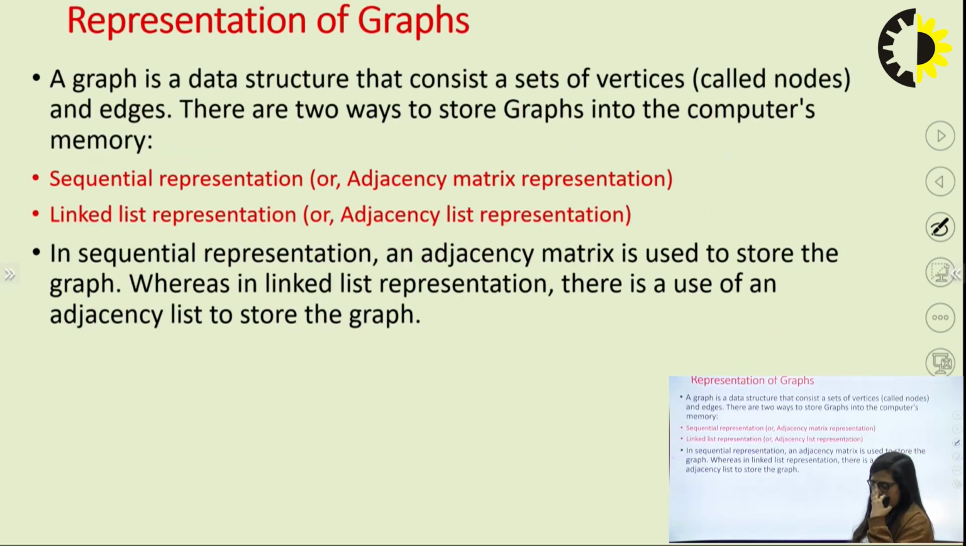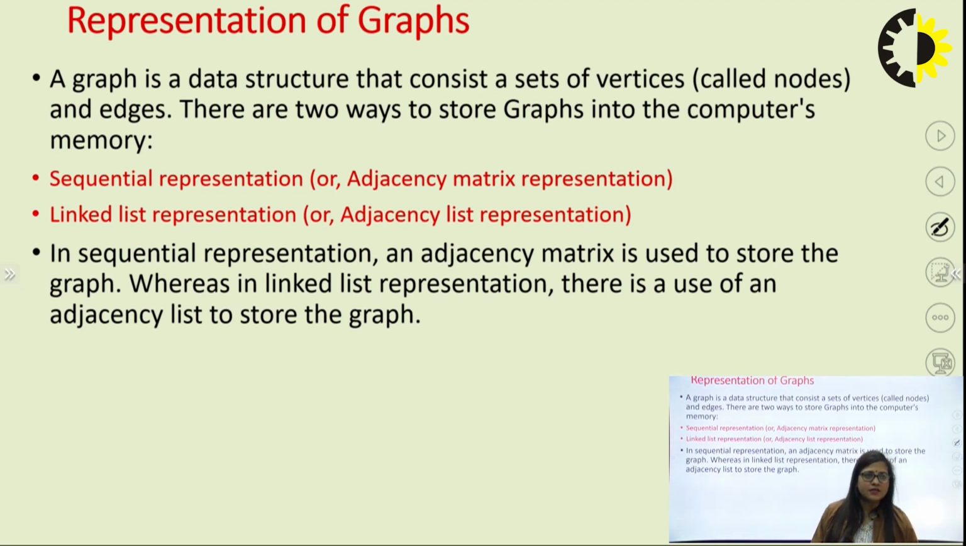Now I want to represent a graph. A graph is a data structure that consists of a set of vertices, called nodes, and edges. There are two ways to store a graph in computer memory. The first one is sequential representation, also called matrix representation, like 2 by 2, 3 by 3, and 4 by 4. The second is linked list representation, where one node is connected to another node.